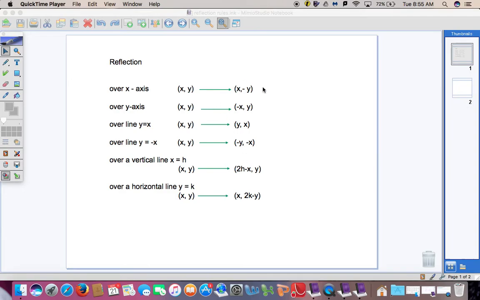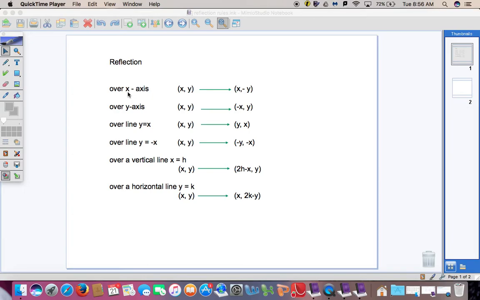So the reflection rules that we're going to be using today are given to you right here. I am not expecting you to memorize any of these. You will always be able to use these rules. My bigger concern is that you're able to apply them. Okay, so the majority of these are pretty straightforward.